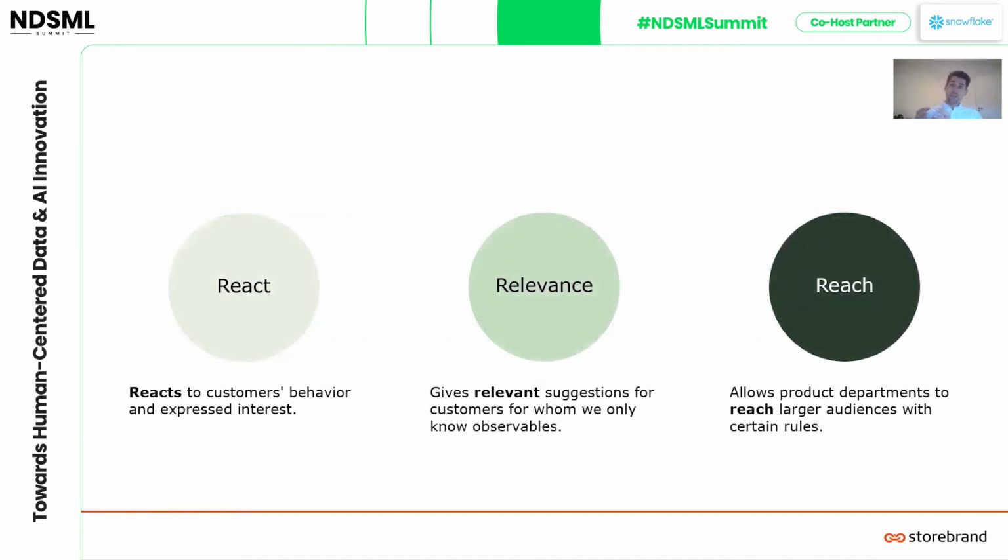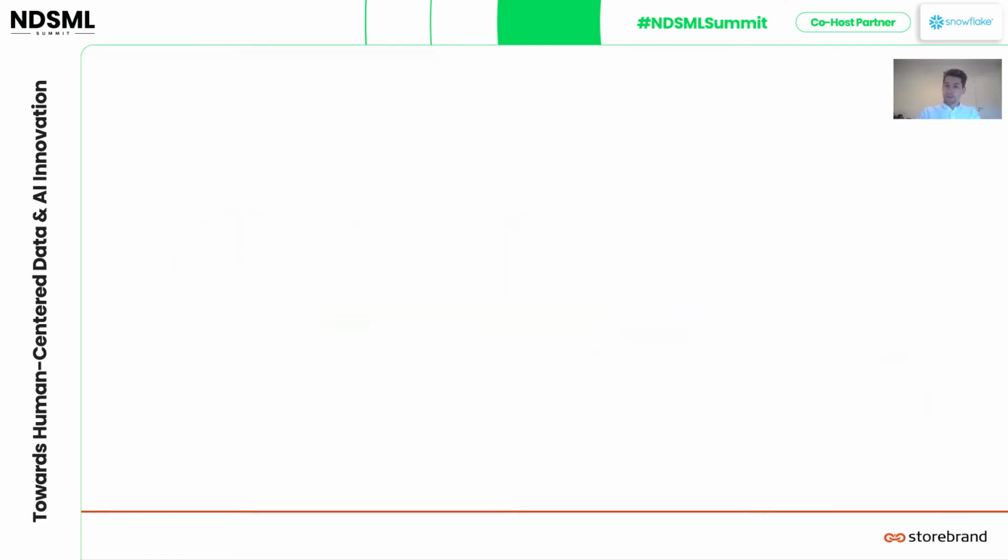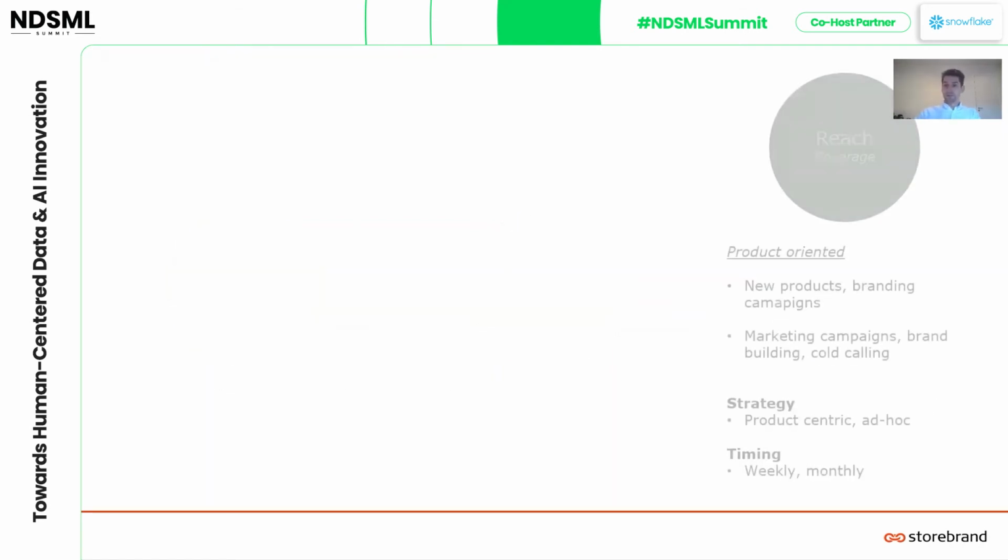We said that we actually do not have a single model, but we have 3 model types. Reach models, which allow product departments to reach a larger audience based on their strategy or whatever. We have a relevant model, which gives suggestions for people that we know, that we have observables of, and we have a React model. And the React model reacts and responds to customers' behavior and expressed interest. And this sums up our journey from NBA with the complexities to where we are today. So let's go into a little bit more depth on these separate models.